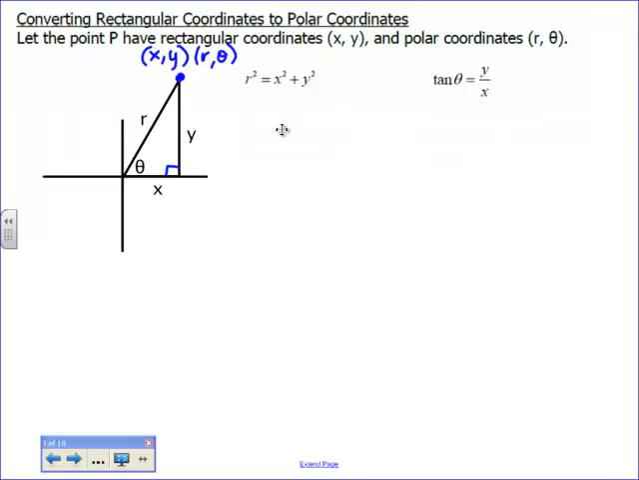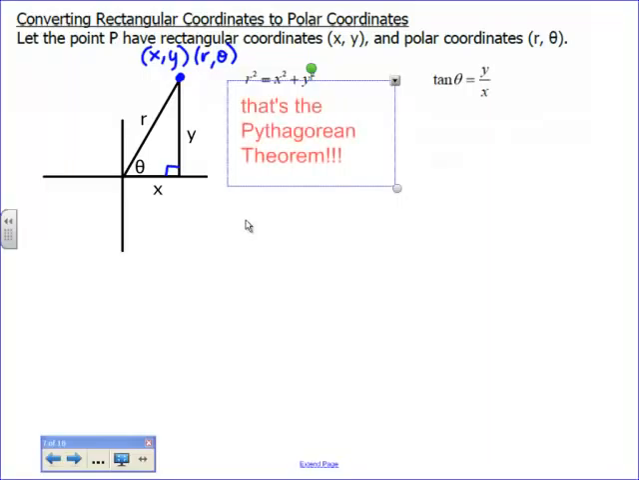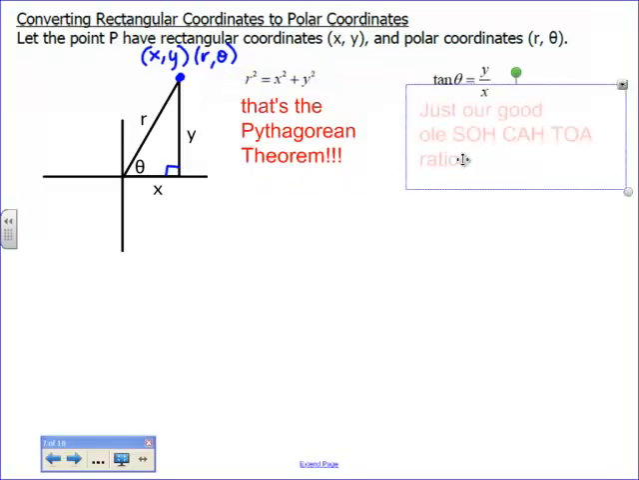The first equation is r squared equals x squared plus y squared. Well, sure enough, that's coming from our graph. That is just simply the Pythagorean theorem: a squared plus b squared equals c squared. Our next equation is the tangent ratio for the graph. Tangent of theta equals y over x, opposite over adjacent. And that's just, again, our good old SOHCAHTOA ratio.